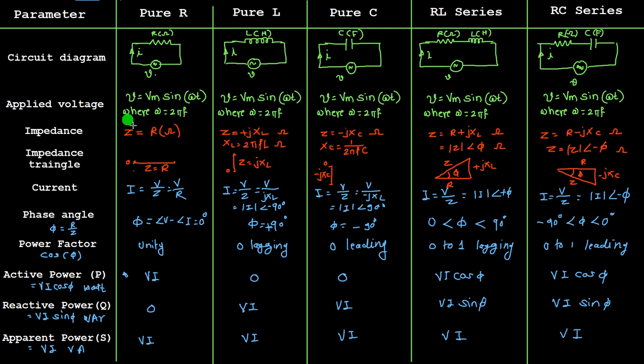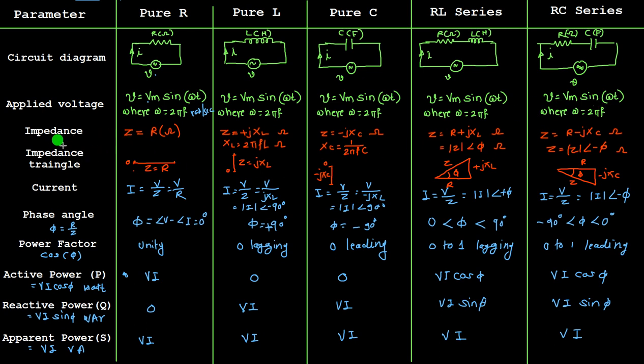So what is the applied voltage? In all cases, the applied voltage is same, that is Vm sine omega t, where omega is equal to 2 pi f radian per second. So obviously omega is measured in terms of radian per second. So V is equal to Vm sine omega t in all the cases. So what is the impedance?